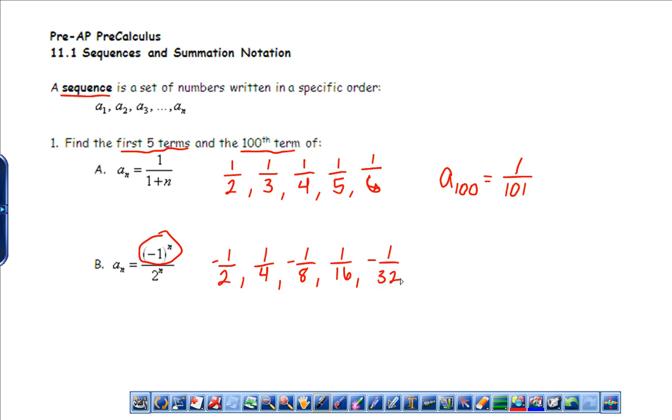So again here, all the odd number terms are negative, 1, 3, and 5, and the even number terms were positive. So what do you think a sub 100 should be? Without plugging it in, do you think it should be positive or negative? Well, 100 is an even term, so it should be positive. And I'm not going to make you do 2 to the 100 power. We're just going to write it.